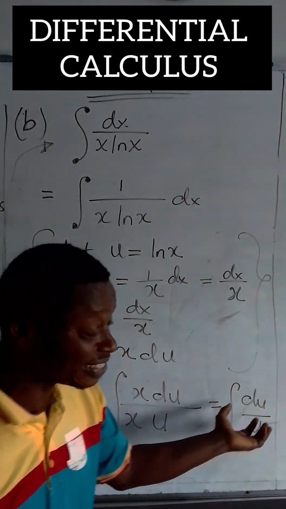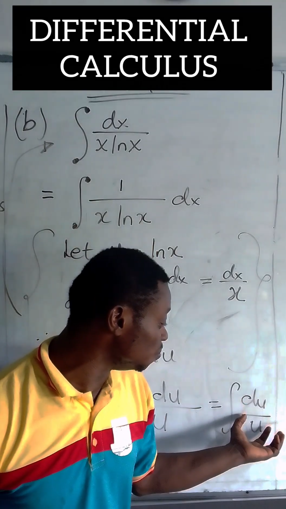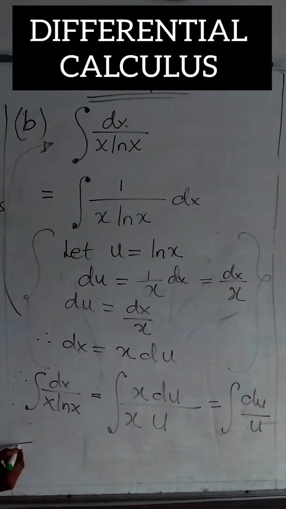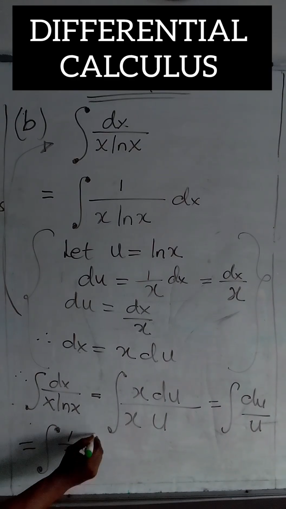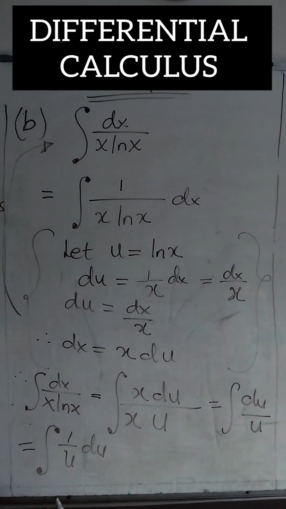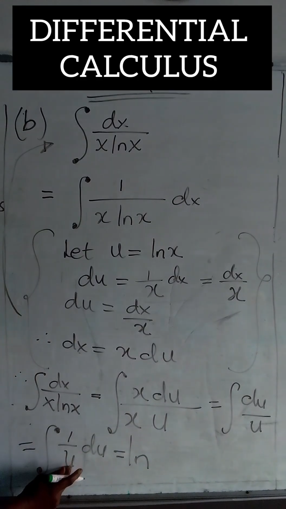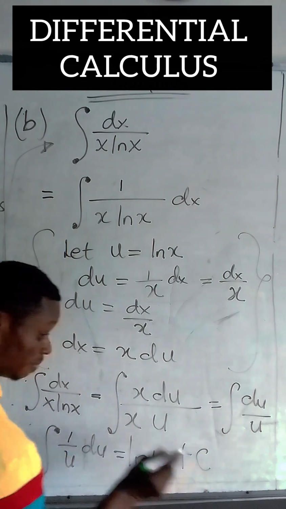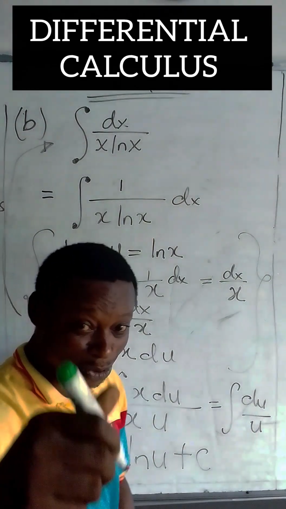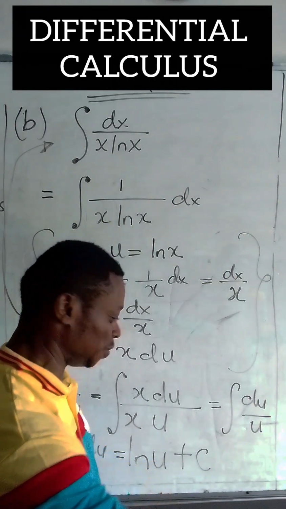And this is a standard integral. Of course, we know this. Integral of du over u is of course the same thing as 1 over u du. This is also a standard integral. The standard integral for this is the Napierian log of the base, plus a constant of integration. Remember, we were not working with u. You have to replace back. u has finished its job. Take it back to the primitive function.